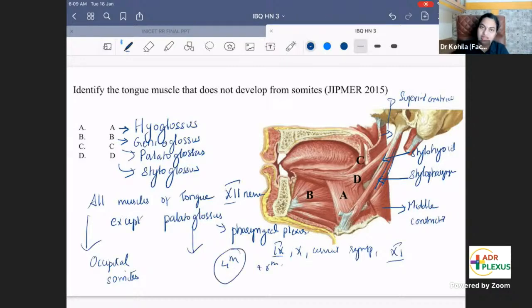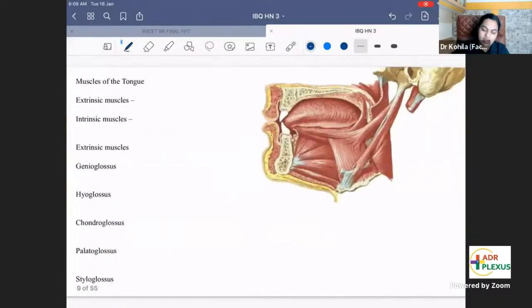The 4th pharyngeal arch. Now, yes, we have identified all the muscles: hyoglossus, genioglossus, palatoglossus, styloglossus. This is your styloglossus, okay? So the muscles of the tongue can be divided into extrinsic and intrinsic muscle. Extrinsic muscle, they alter the position of the tongue, okay? Intrinsic muscle, they alter the shape of the tongue. Genioglossus is called safety muscle of the tongue. Why?